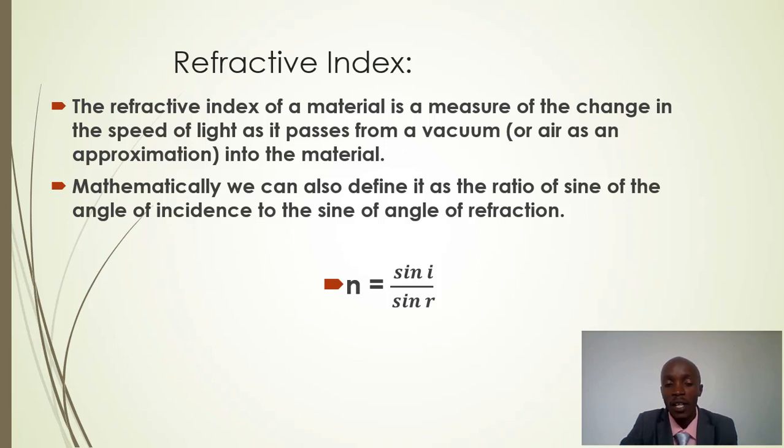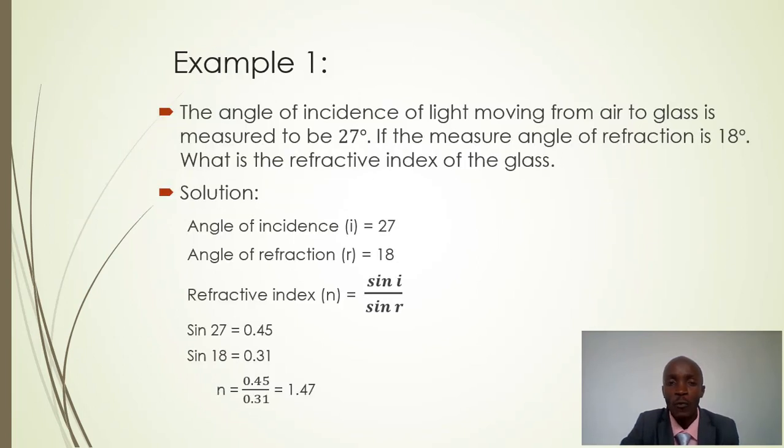Now let's have an example. The angle of incidence of light moving from air to glass is measured to be 27 degrees. If the measured angle of refraction is 18 degrees, what is the refractive index of the glass? Now, in the solution, the first important thing to do, which is the basics, would be to note down the given quantities in the example. The angle of incidence is given as 27 degrees, and the angle of refraction is given as 18 degrees.